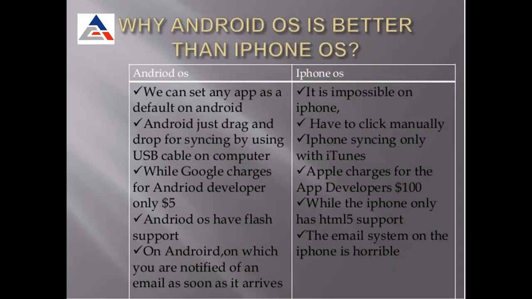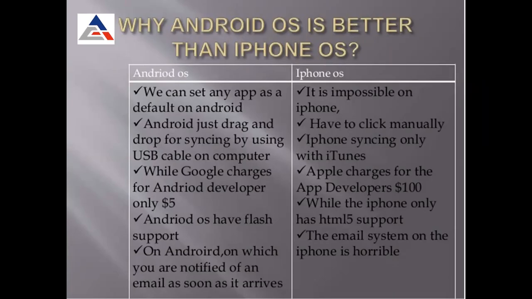So the first point is, in Android operating system, we can set any application as a default. Okay, this is an important difference. In Android, we can set any application as a default application, but on the other hand, in iPhone, it is impossible. You cannot set any app as a default on iPhone operating system. Clear? Then the second difference between Android operating system and iPhone is, in Android, just drag and drop for syncing by using a USB cable on a computer. Okay, and in iPhone operating system, you have to click manually, and iPhone syncs only with iTunes.